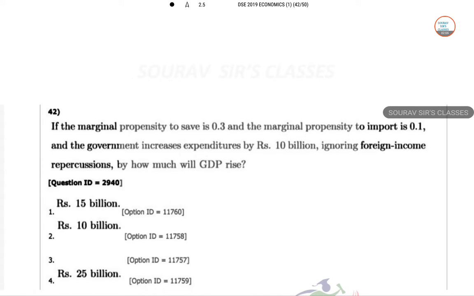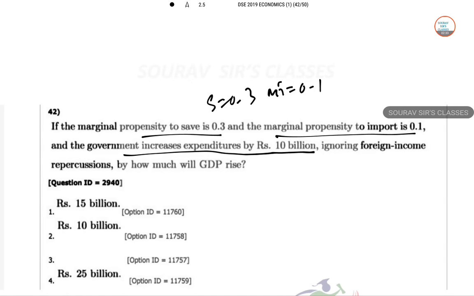Next, now about the marginal propensity, the value is being given. The marginal propensity to save MPS is 0.3, the marginal propensity to import is 0.1, and the government increases the expenditure by 10 billion, ignoring the foreign income repercussions. How much will the GDP rise? So the GDP rise will be dependent on this. So 10 into this, 0.3 plus 1.